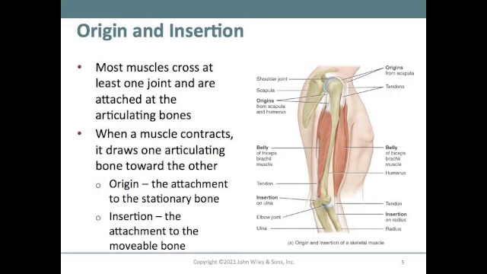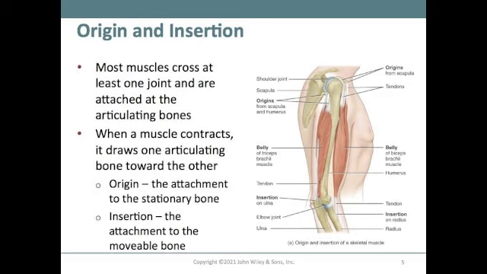Remember a few chapters ago when we were talking about the movements of the body during the skeletal system? Remember this would be adduction. Abduction moves away. Adduction moves towards. So when a muscle contracts, it draws one articulating bone towards the other. Remember what articulating means, that those are just the bones that are connected to each other. Radius and the ulna articulate with the humerus. And that bicep then helps you to adduct your forearm.